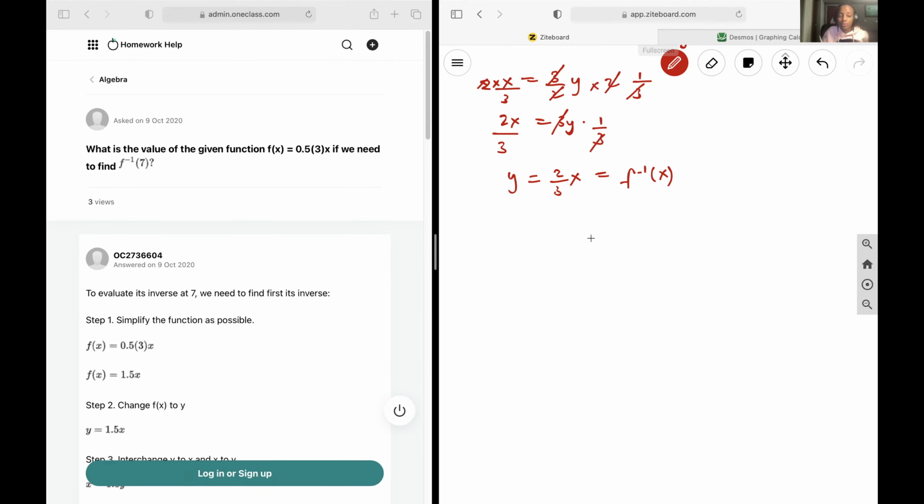Now we want to evaluate this function at 7. So f minus 1 of 7 is going to be 2 over 3 times 7. And that is going to give us 14 over 3 as our final answer.